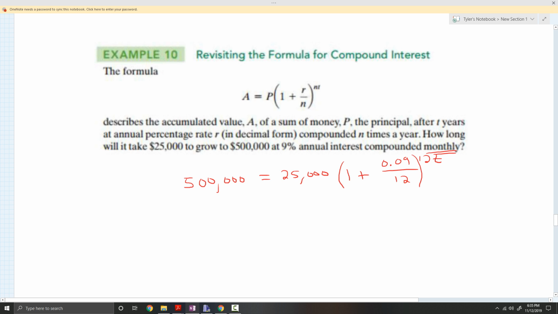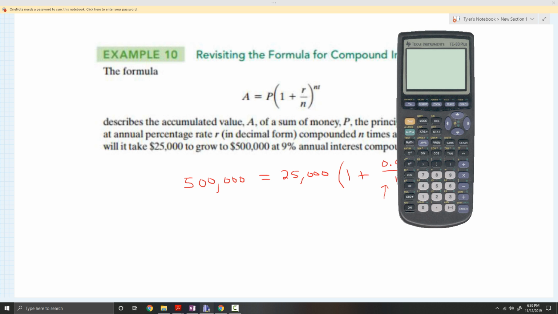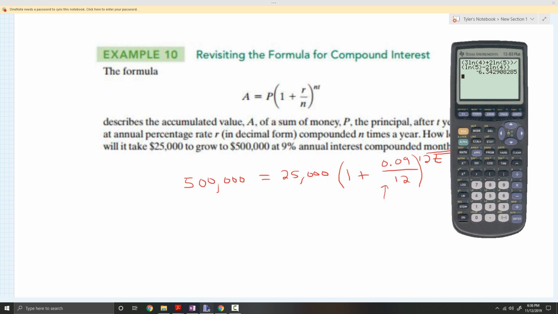Now I want to solve this for t. Notice it's an exponent, so we want to try to solve this as much as we can. The first thing I would do is simplify this, which should come out pretty easy. If I take 0.09 divided by 12, we get 0.0075. And if I add 1 to it, you of course get 1.0075. So that's what the expression is inside the parentheses.